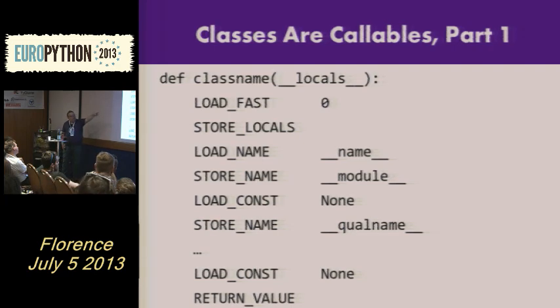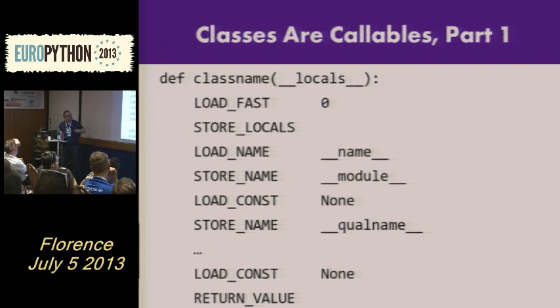Above that we have this load name, store name, load const, store name. Those are setting up two attributes of the class, dunder module and dunder qual name. And then above that we have this load fast 0 and store locals. Now what is that? Well, load fast 0, I again remind you, is going to be loading either a parameter or a local variable. In this case there's only one, and at 0 it's going to be the first parameter, which is locals. So this is taking dunder locals and pushing it on the stack. Then it calls store locals.